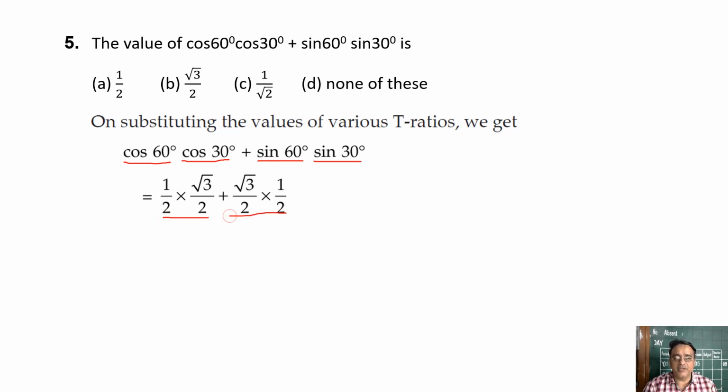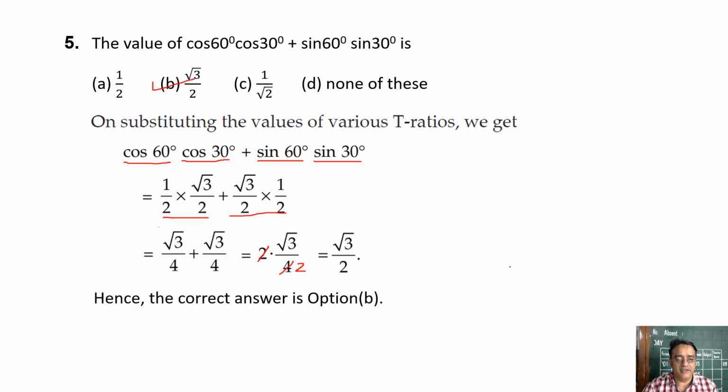This will become root 3 by 4. So root 3 by 4 plus root 3 by 4 will become 2 times root 3 by 4. So we can cancel this, so we are getting root 3 by 2 as the final answer. So which option is the correct one? Option B, right.